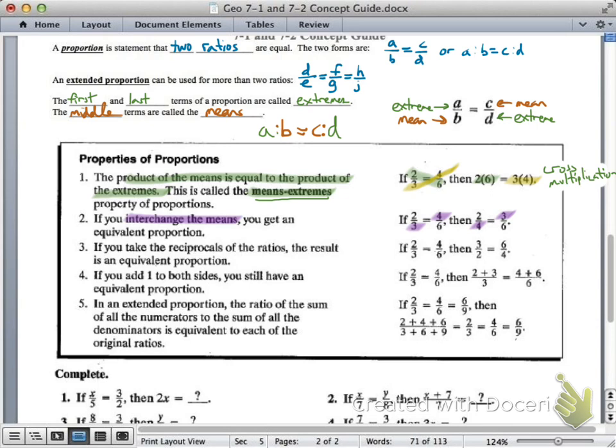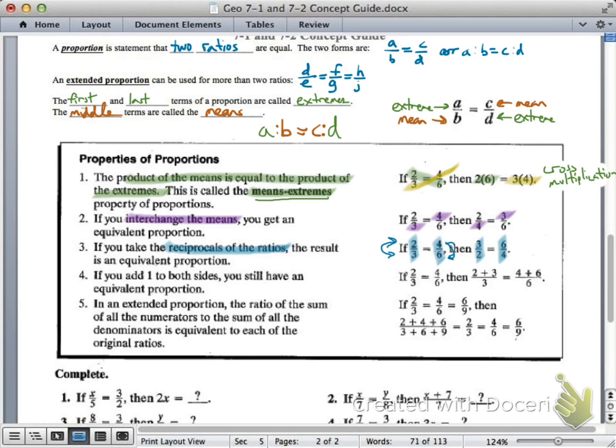Property number 3 here. You can take the reciprocal of both ratios. So 2 over 3 equals 4 over 6. We can flip that and have 3 over 2 equals 6 over 4. Look what happens here. The means just became the extremes, and the extremes just became the means in this case.